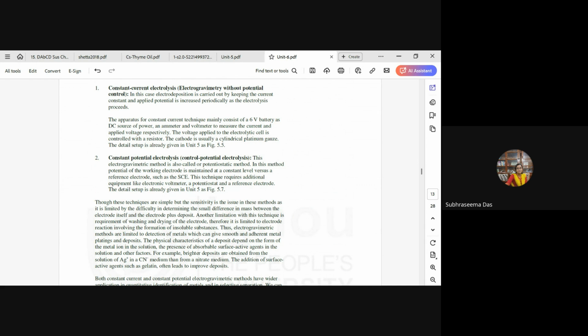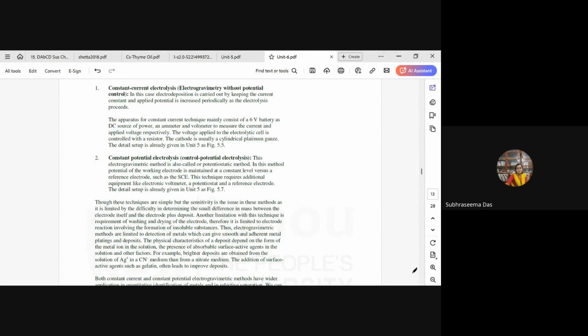So here the voltage to the electrolytic cell is controlled with a resistor. The cathode is usually a platinum gauze, and the setup we have already studied. For constant potential electrolysis, this is also called the potentiostatic method.